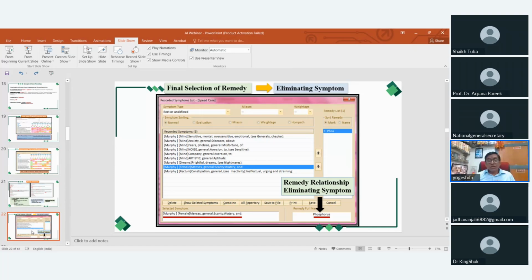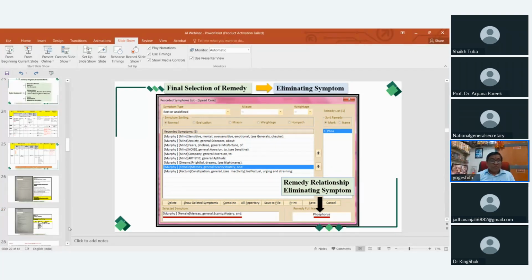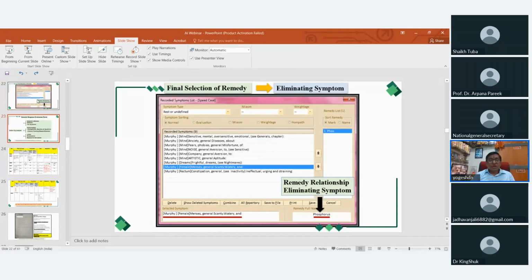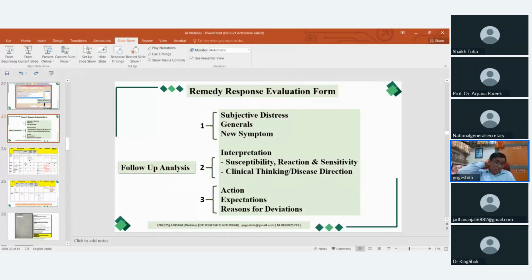So this was taken as the eliminating symptom. Eliminating symptom, all of you are aware of that. The symptom that eliminates the closely coming remedies. So it acts as a filter so that the remedial selection becomes easier. So that had been done. And with this understanding, now the next part comes, which is remedy response evaluation.